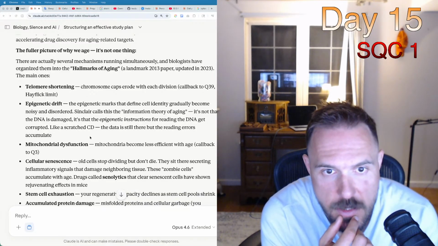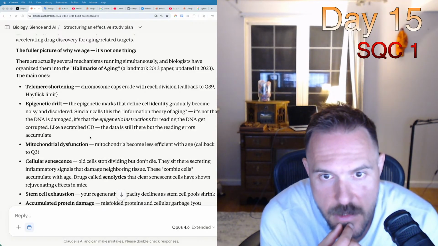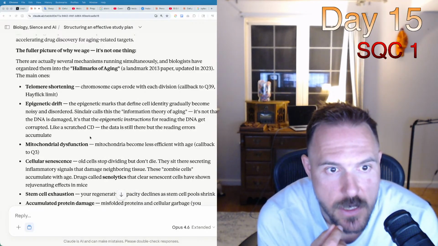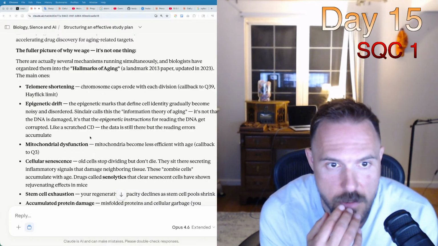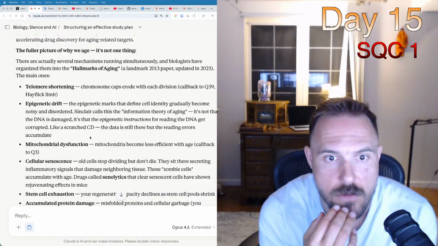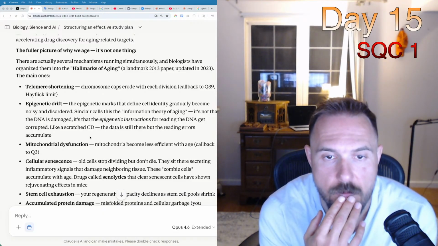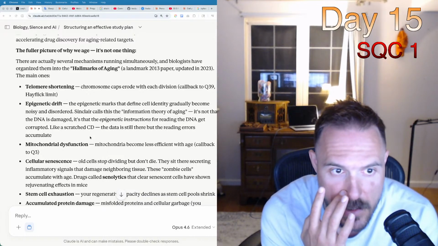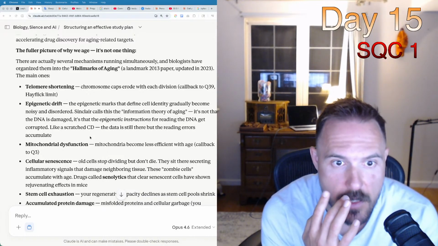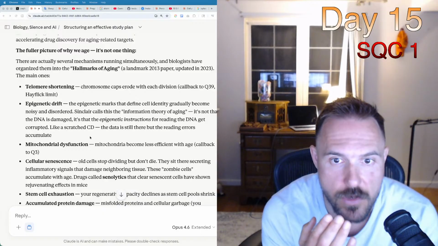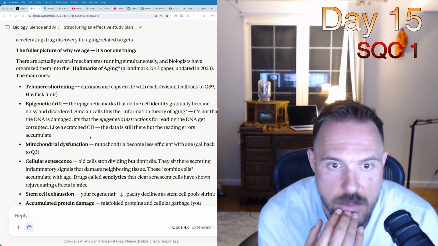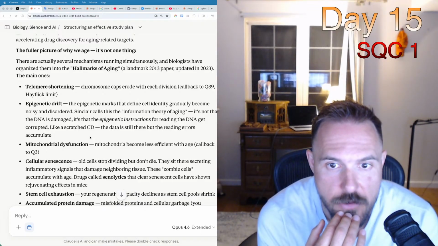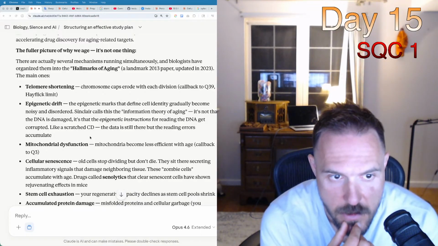Epigenetic drift. The epigenetic marks that define cell identity gradually become noisy and disordered. Sinclair calls this the information theory of aging. It's not that the DNA is damaged, it's that the epigenetic instructions for reading the DNA get corrupted, like a scratched CD. The data is still there, but the reading errors accumulate.